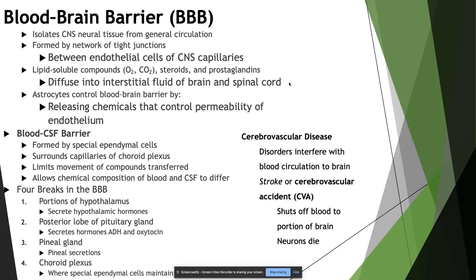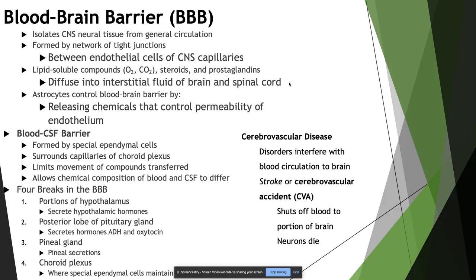At this site, hormones such as antidiuretic hormone, or ADH, and oxytocin, produced by the hypothalamic neurons, are released into the circulation. Three, capillaries in the pineal gland. This endocrine gland is located on the posterior superior surface of the diencephalon, and the capillary permeability allows pineal secretions into the general circulation. And four, capillaries at the choroid plexus. The capillary characteristics of the blood-brain barrier are lost there, but the transport activities of specialized ependymal cells in the choroid plexus maintain the blood-CSF barriers.